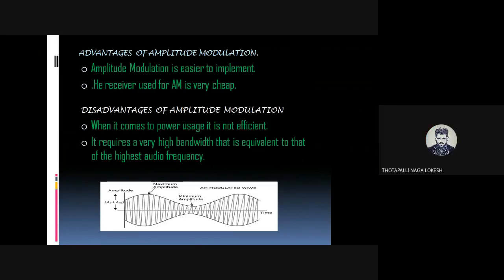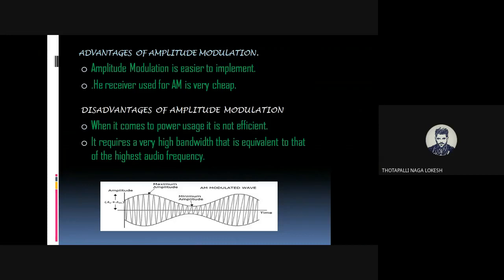Now we are going to discuss the advantages of amplitude modulation, disadvantages of amplitude modulation, what is MATLAB, and instructions in MATLAB. Advantages of amplitude modulation: amplitude modulation is easier to implement. The receiver used for AM is very cheap.